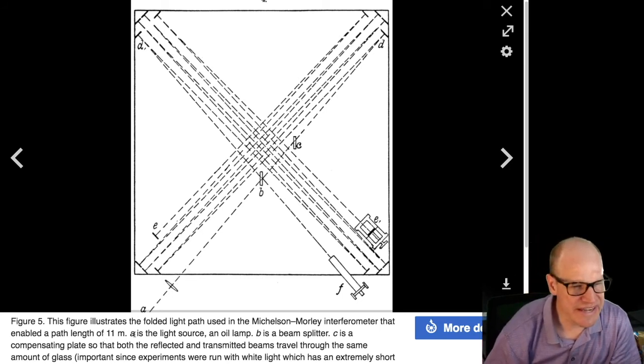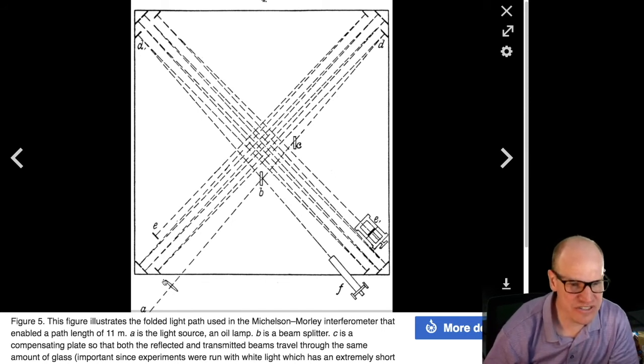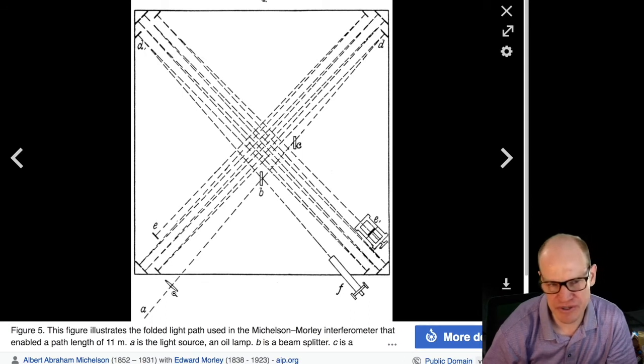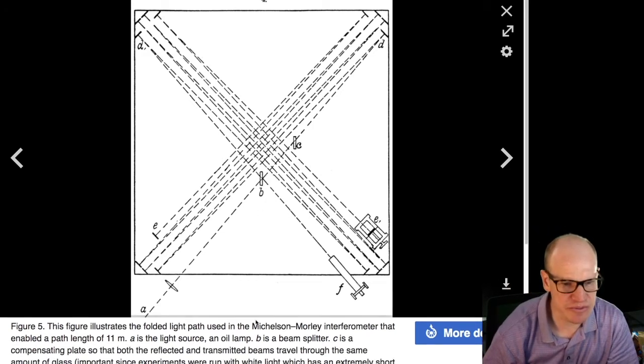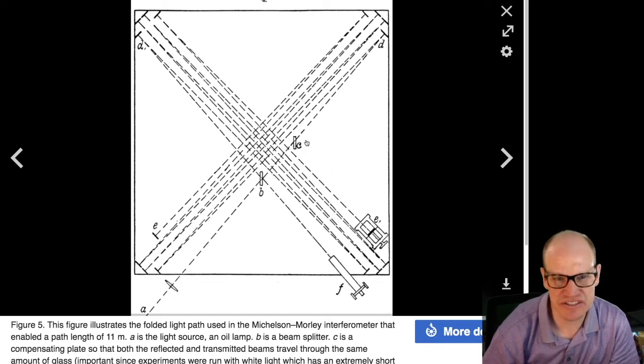All right, so let's see. A is the light source and oil lamp. A comes in here, and then they focus the beam, so that's why this lens. So ignore what I said over here. That was fake news. This is the real deal. Light comes in, hits this lens to focus it, to get it in the middle. Here's the beam splitter, so the beam splitter was right. C is a compensating plate so that both the reflected and transmitted beam, okay, so C, that's this. Doesn't look like a C, but that's what it is.